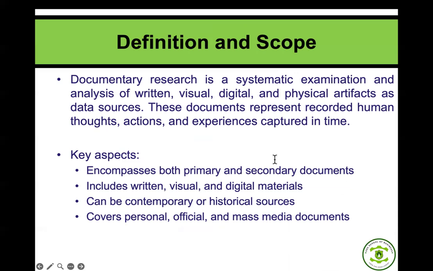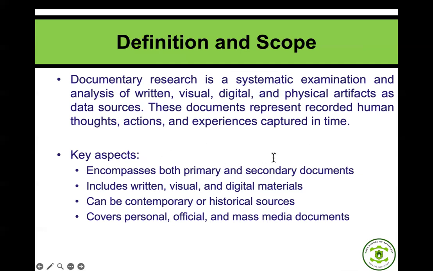When we say documentary research, we are not talking about documentaries that may be shown in cinemas or on online platforms like Netflix. You have to think of it as being like a detective who examines all kinds of documents to try to understand how human experiences and human behaviors are captured in time.